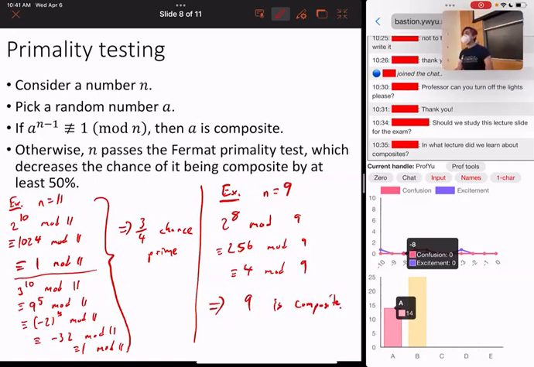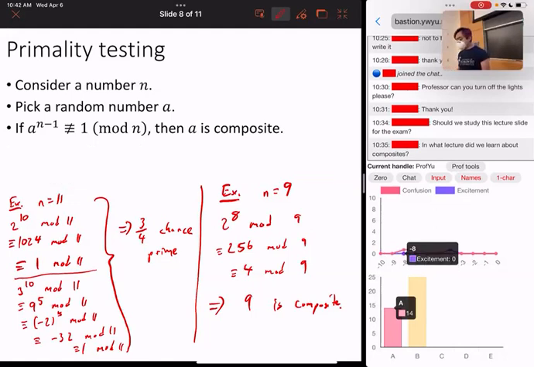Basically, in order to use Fermat's primality test, you pick a random number a. If a to the n minus 1 is not congruent to 1, then you immediately know it's composite and you don't have to do anything else. I mean, you have to say that it's composite, but you don't have to do anything else. On the other hand, if a to the n minus 1 is congruent to 1, you don't know for sure, but there's at least a 50% chance that it is prime. If you do it repeatedly, you increase that chance from 1/2 to 3/4 to 7/8 and so on. You're decreasing the chance that it's composite by 50% each time. Anything else?